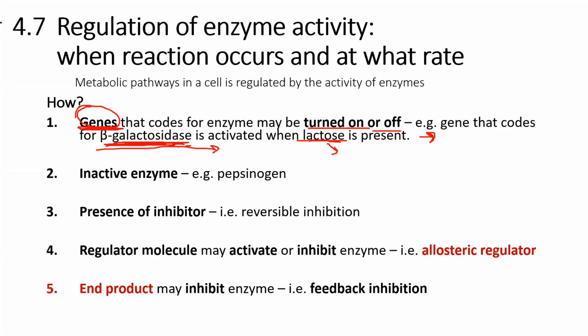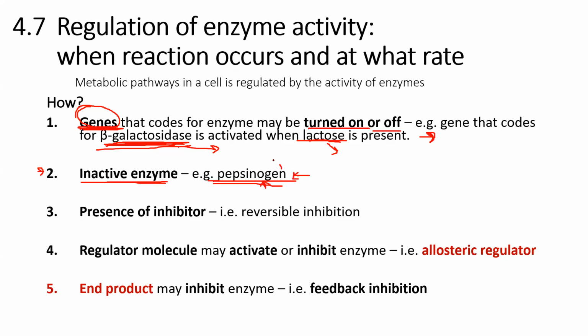Okay, chapter genetics. For the second example, inactive enzymes such as pepsinogen. Some enzymes, when synthesized, are in the inactive form. The example you have here is pepsinogen. Pepsinogen is an enzyme in the inactive form. It cannot function. So how do we activate this enzyme?